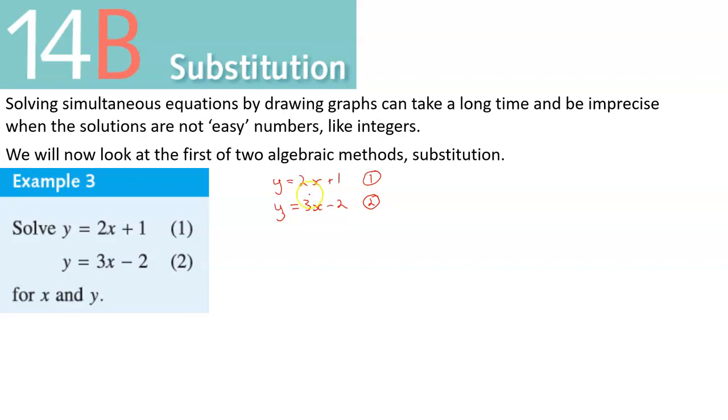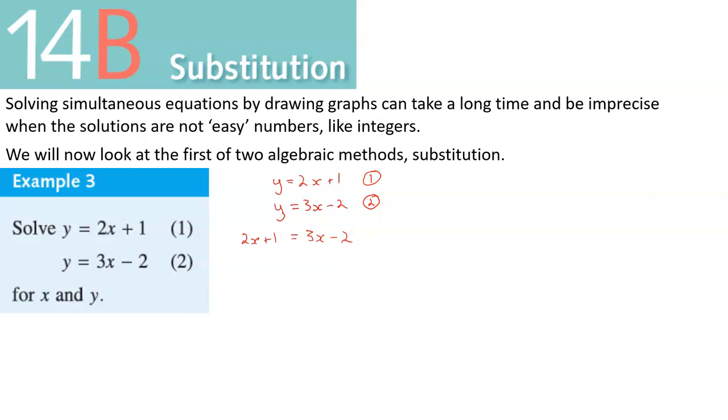Now, very conveniently, both of these equations have y as the subject. If y is equal to both of these expressions in x, then I can set these two expressions equal to each other. So I know that 2x plus 1 equals y, and 3x minus 2 equals y, so they must be equal to one another. Then this is just a linear equation with the pronumeral on both sides.